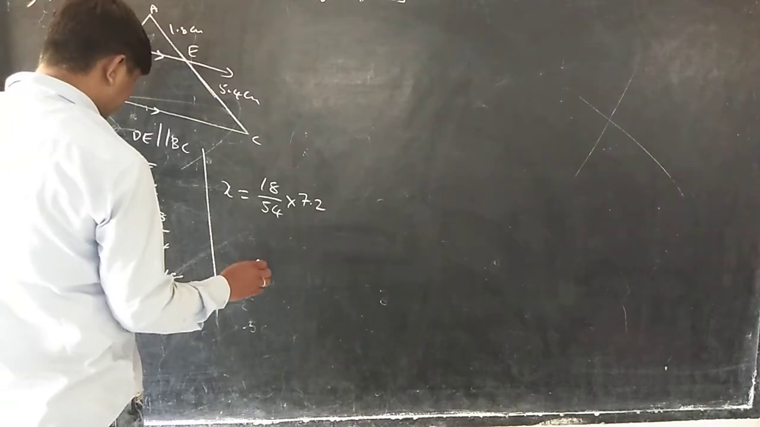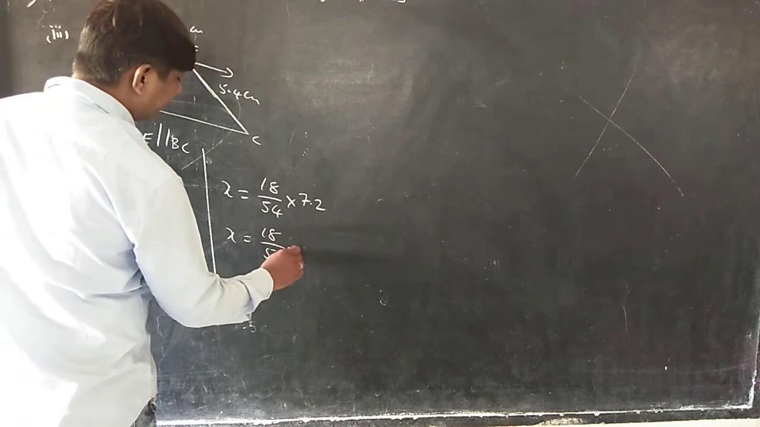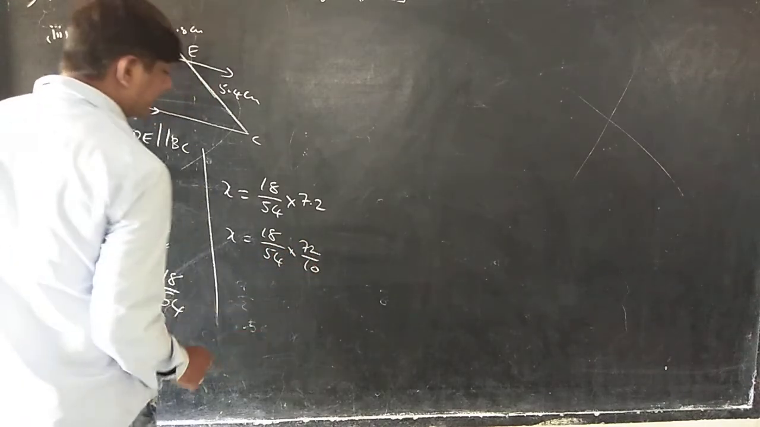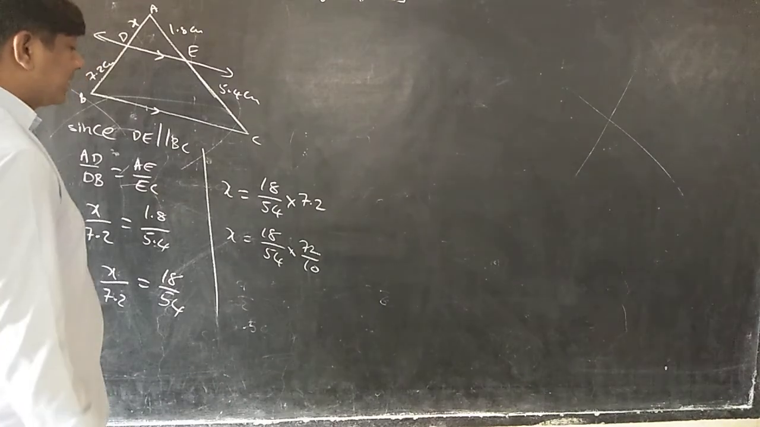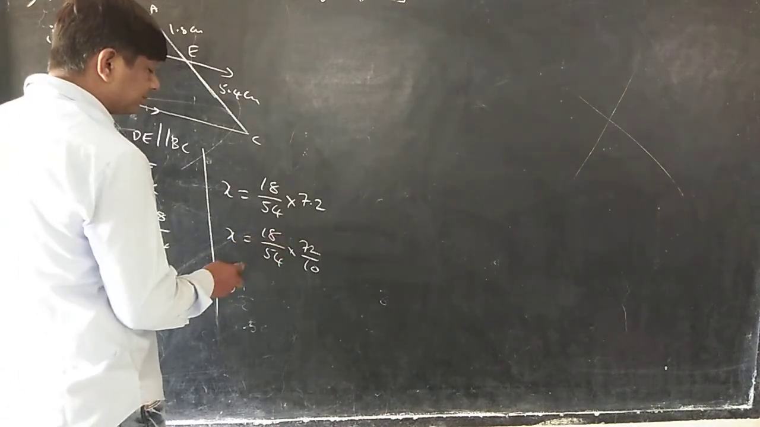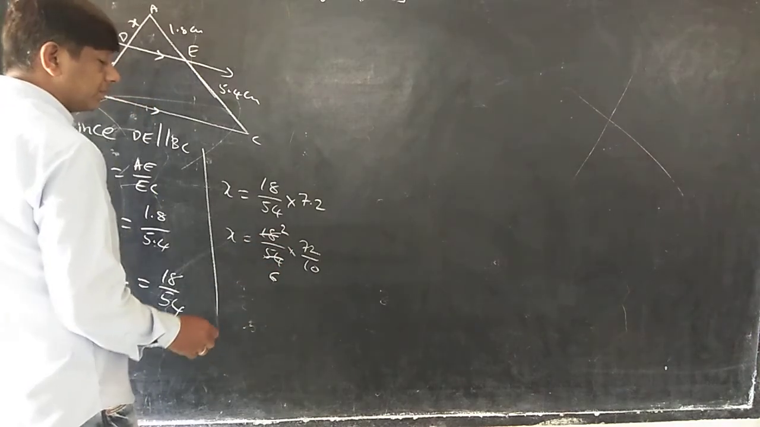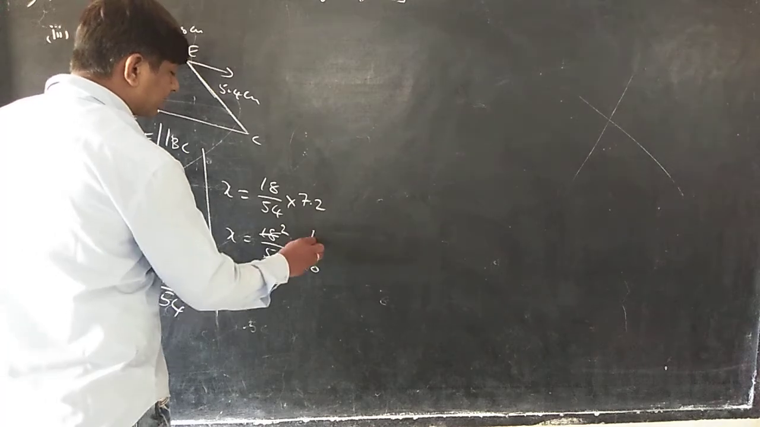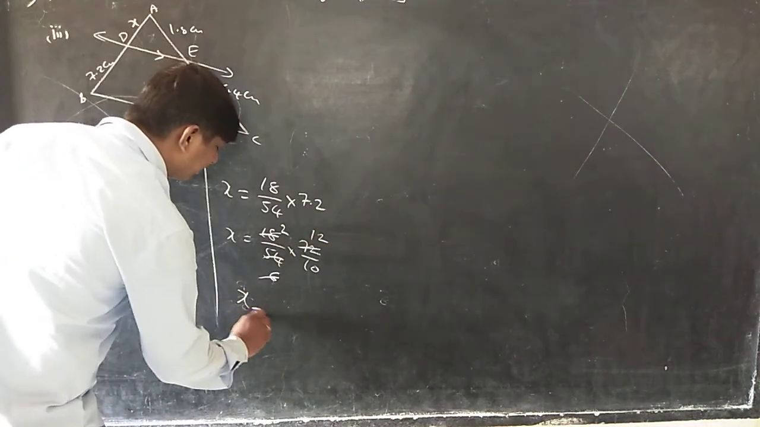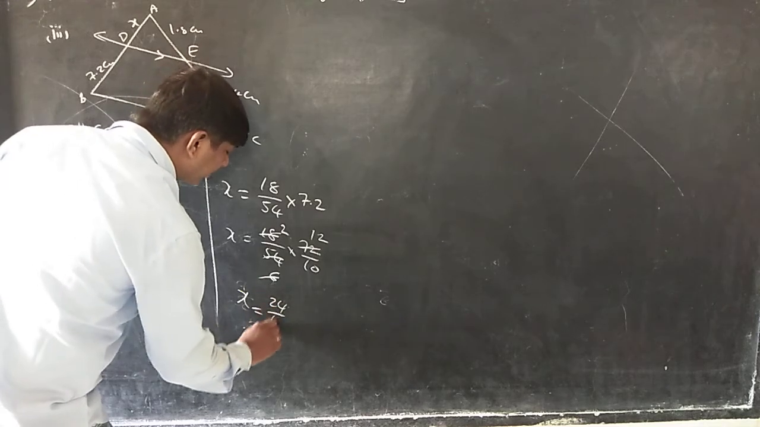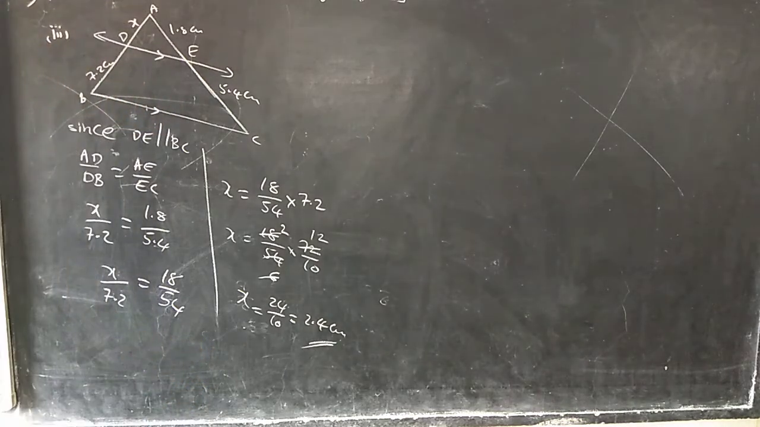Okay, now x is equal to 18 by 54 into 72 by 10 we can write. Now cancel it. What are the cancellation possibilities? You cancel them. 9 2s are 18, 9 6s are 54. Okay, 6 1s are 6, 2s are. Now x is equal to 12 2s are 24 by 10 is equal to 2.4 centimeters. Write down.